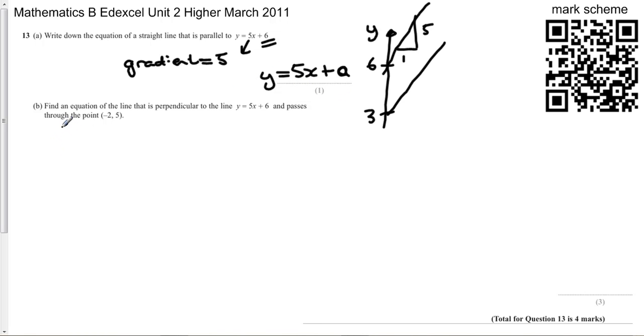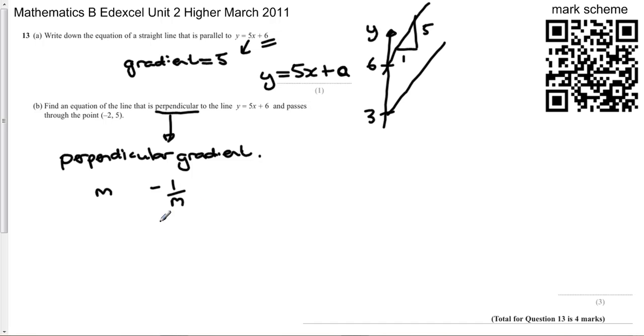For part B, it says find an equation of the line that is perpendicular, and perpendicular gradients. So you should know that if you've got two gradients that are perpendicular, and I'm going to call them m, the perpendicular gradient will be negative and the reciprocal of that. Now in this particular case, if m is 5, then the perpendicular gradient will be negative a fifth.